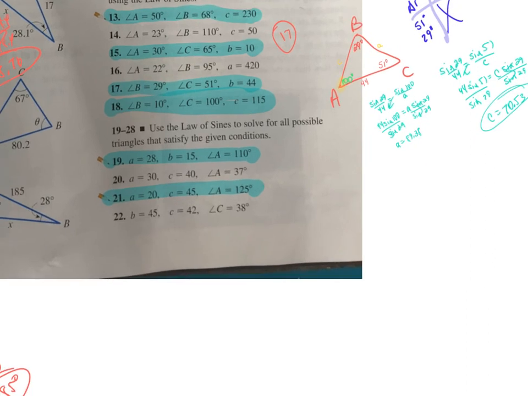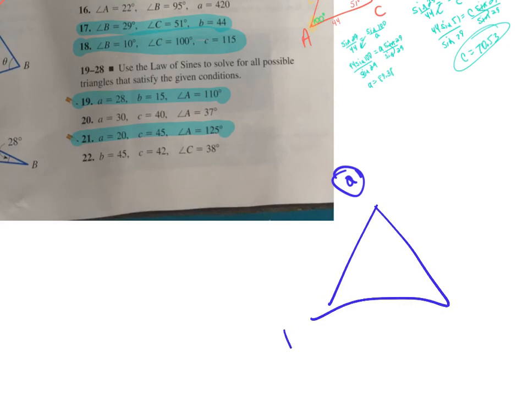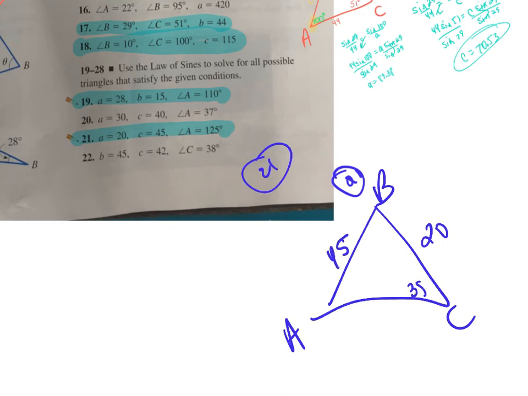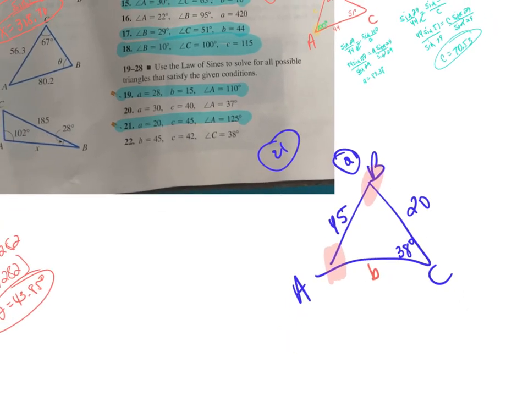So let's look at question 21. All right, I'm going to draw the triangle that they told me, A, B, and C for 21. They tell me that A, the side across from angle A, is 20. The side across from C is 45. And angle C is 38 degrees. So this time, they didn't give me as much information about the angles. They gave me more information about sides. So this is where we've got to be careful. We have to make sure that there aren't two triangles present. I'll show you how to do that in a second.